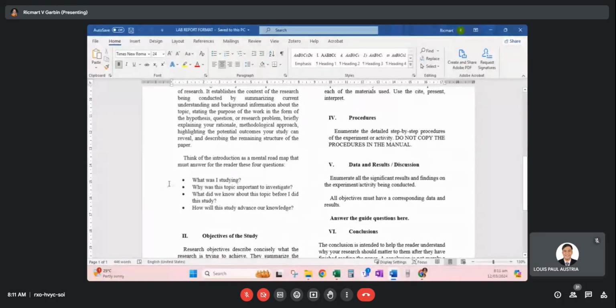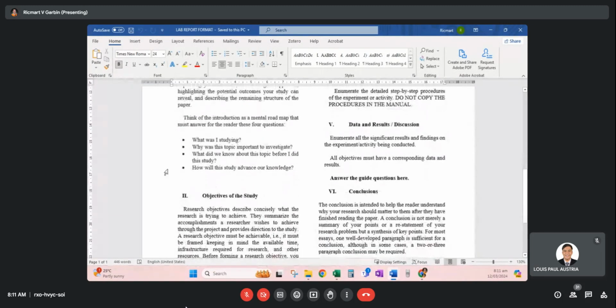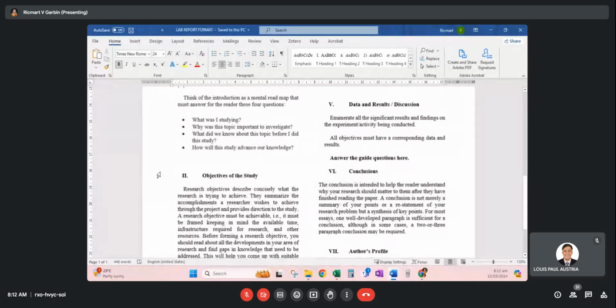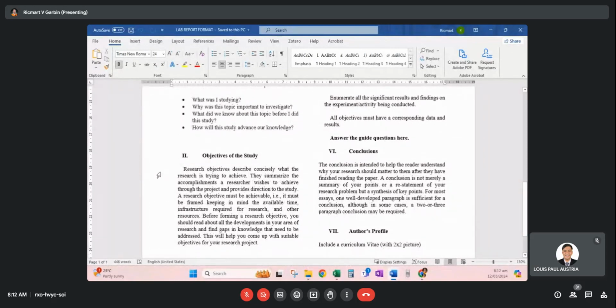So, what was I studying? Why was the topic important to investigate? What did we know about the topic before I did study? And how will this study advance your knowledge? Then we have the objective of the study. So, research objectives describe concisely what the research is trying to achieve. You can have one, two, or three objectives depending on your liking.